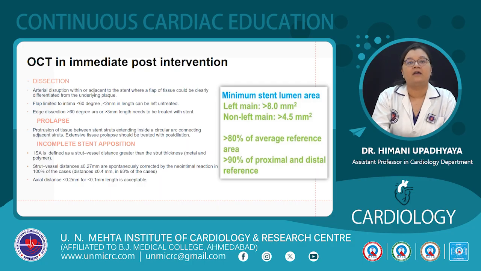If there is a dissection flap limited to the intima, less than 60 degrees and less than 2 mm in length, that can be left untreated, but stent edge dissection more than 60 degree arc or more than 3 mm in length needs to be treated with a stent. If there is any tissue prolapse, then it can be treated with post dilation with a balloon. Incomplete stent apposition is defined as strut vessel distance greater than the strut thickness. Strut vessel distance less than 0.2 mm for less than 1 mm length is acceptable.